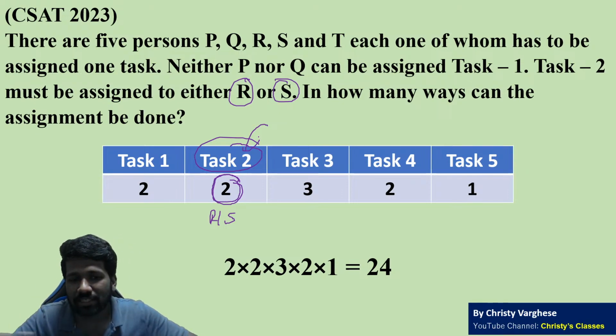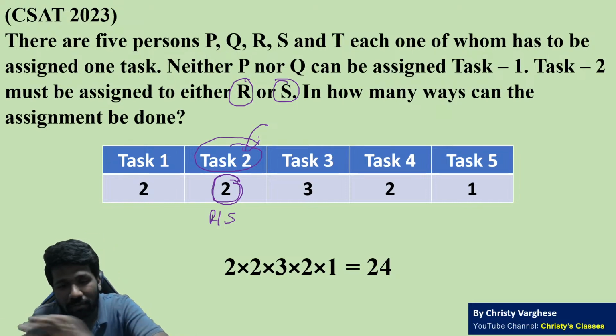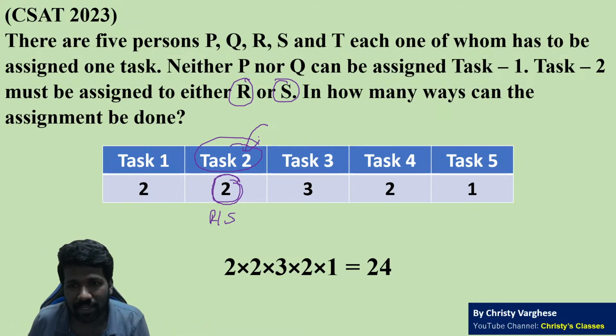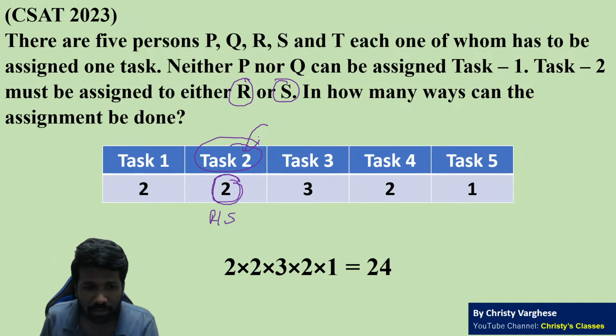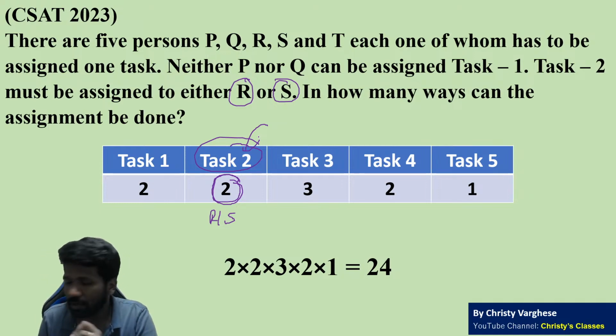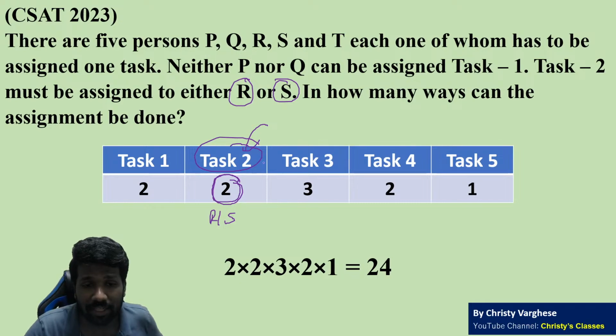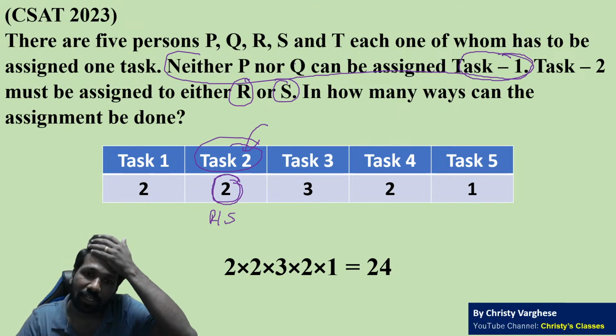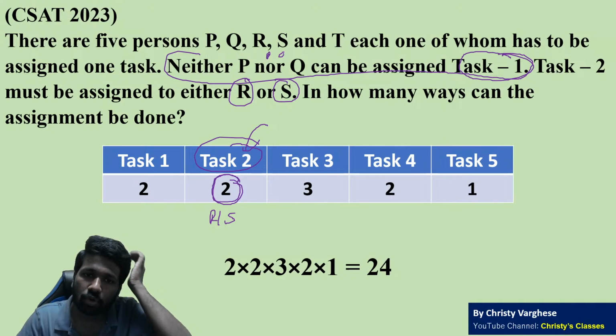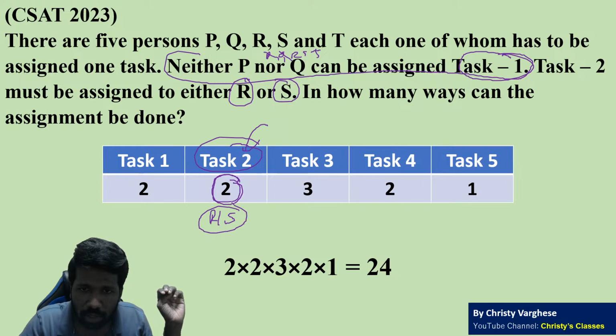That means one of R or S is not available for any other task. That is the logic: of those two people, one of them will not be available for any other task. Now the next constraint is for task 1. P or Q cannot be assigned task 1. Among P, Q, R, S, T, P or Q cannot be assigned, and R and S, one of them has already taken task 2.